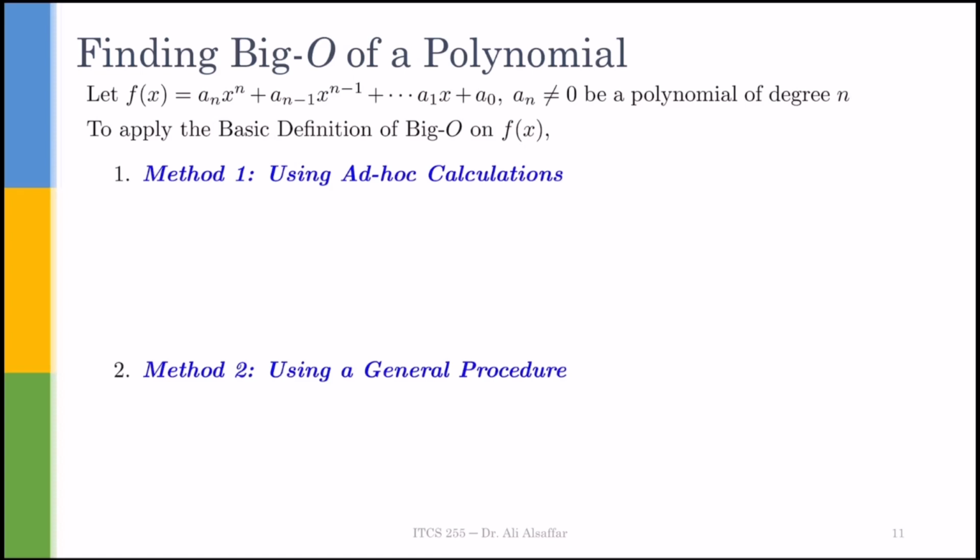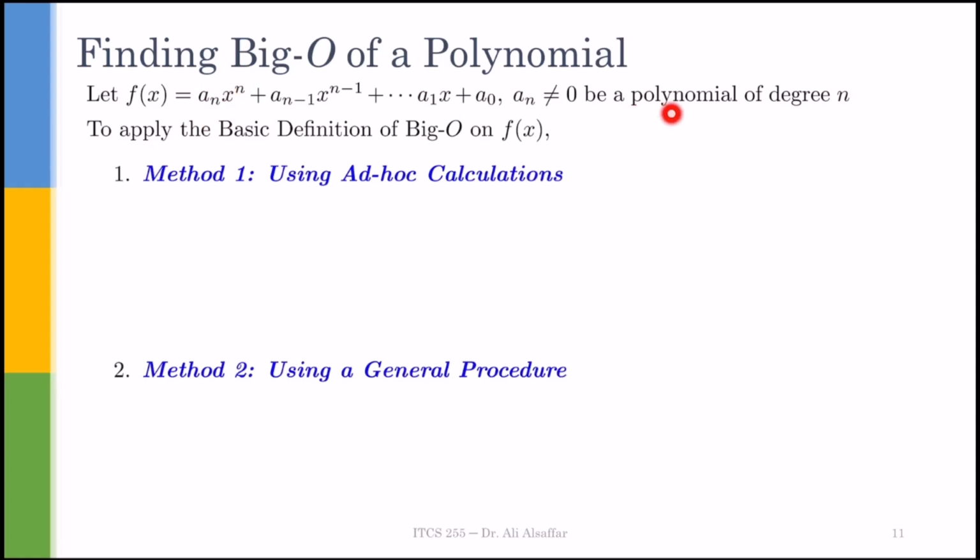Now, let me show you some examples on how to find big O of certain functions. The first type of functions we are going to explore will be polynomials. This is how a polynomial is written mathematically. It consists of terms, and each term has a power of x multiplied by a coefficient. The term with the maximum power represents the degree. So this is the maximum power, and the maximum power is n.